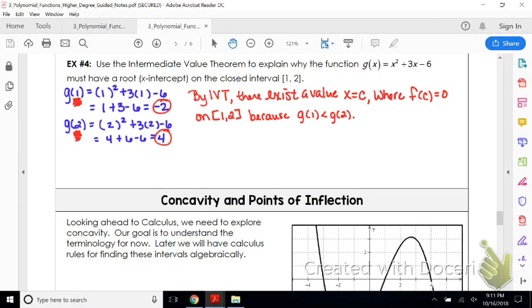And it wouldn't matter. If the first one had been positive and the second one negative, there would still be a 0 in between them. It would just be that our function would be decreasing instead of increasing between those two points. Alright, so that's the intermediate value theorem. That's not too bad. It's usually pretty easy to find, so hopefully we'll be good with that one. So let's keep going.